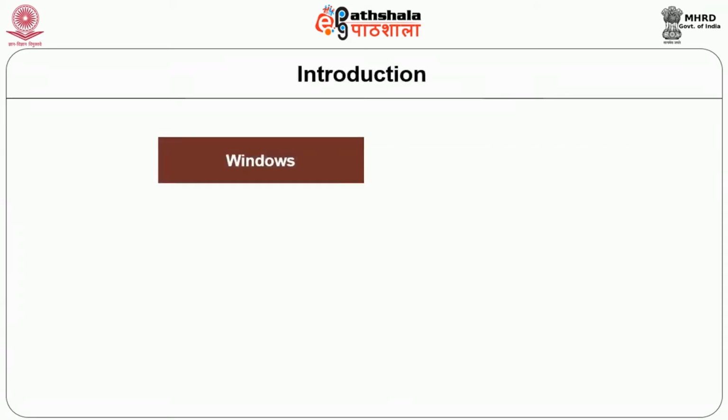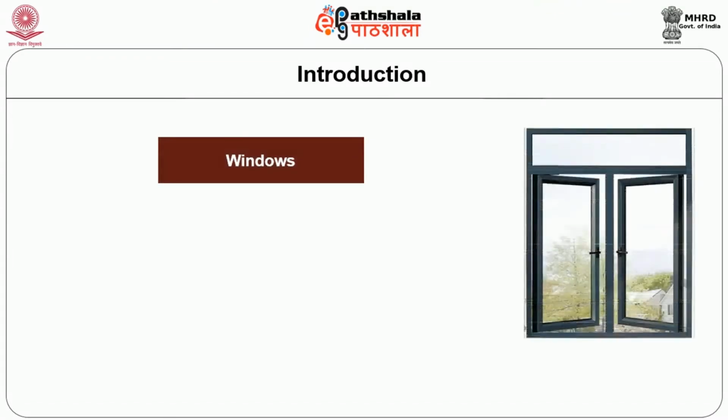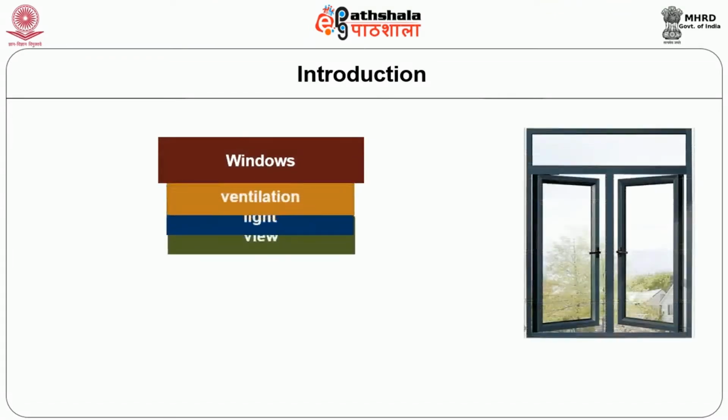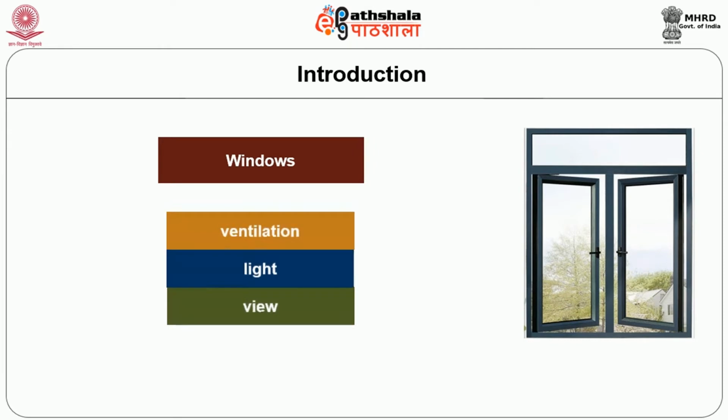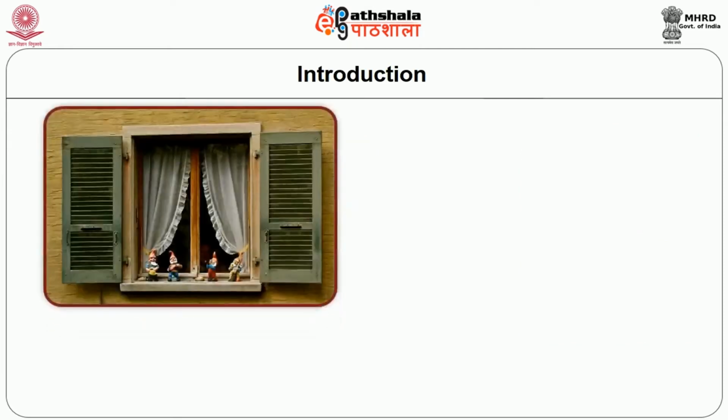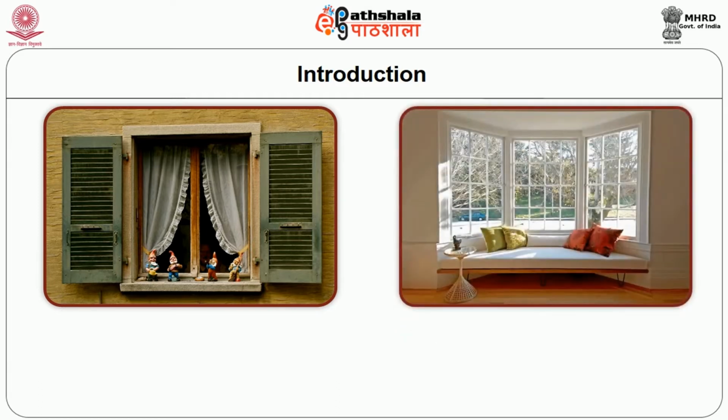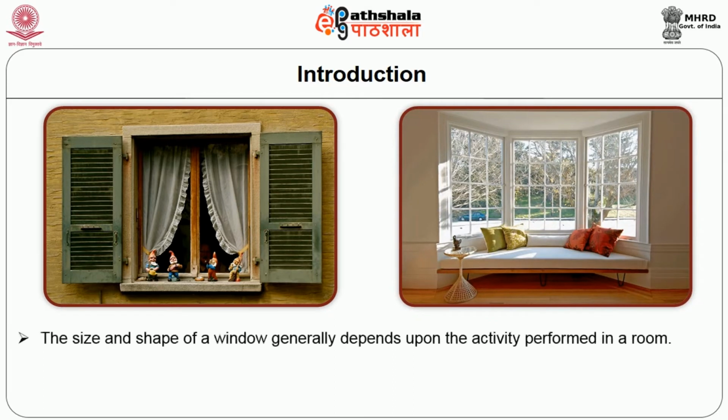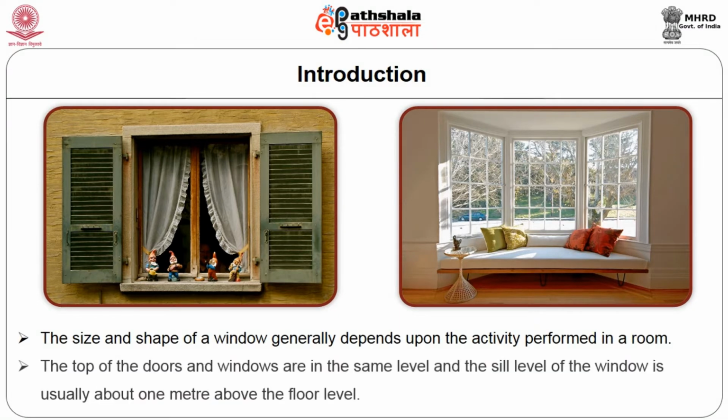Now, what are windows? Windows are narrow openings in a room that serve three functions: ventilation, light, and view. In olden days, windows were covered with hide or cloth stretched over the opening, or with wooden shutters. Modern windows are generally made in any shape or size with glass surfaces. The size and shape of a window generally depend upon the activity performed in a room. The tops of the doors and windows are at the same level, and the sill level of the window is usually about 1 meter above the floor level.